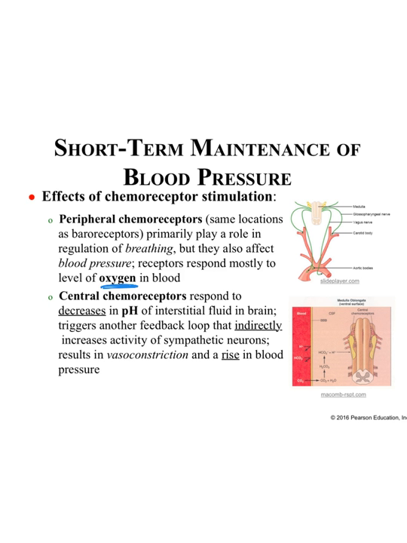Central chemoreceptors are in the brain, along the brainstem. These respond to a decrease in pH. If you decrease pH, that means you've increased the amount of hydrogen, or the acid, in the blood. This will trigger a feedback loop that indirectly increases the activity of sympathetic neurons. Sympathetic neurons naturally are going to cause vasoconstriction, and they're going to increase blood pressure.